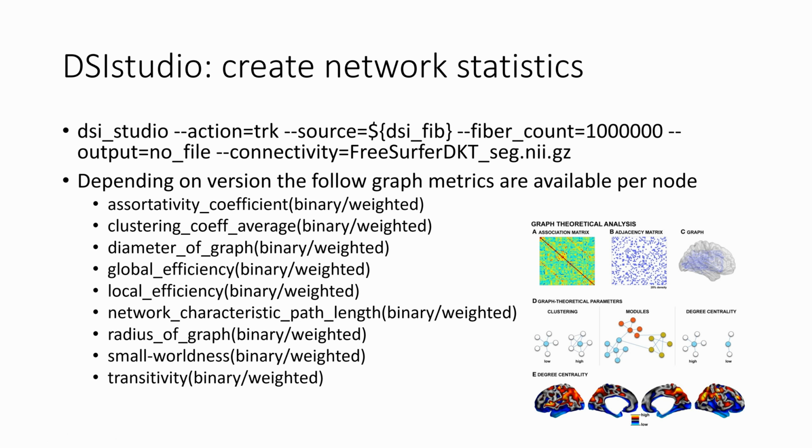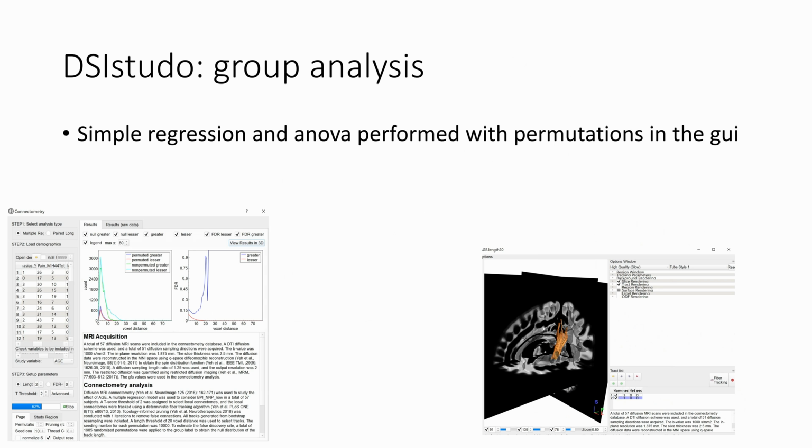How interconnected, how many connections, strong connections, either binary or weighted, does it have to all the other regions that you've picked out? And with a very simple command, you can get all these wonderful graph metrics out and more in the newer versions. You can also do regression and general ANOVAs nicely in the GUI interface.